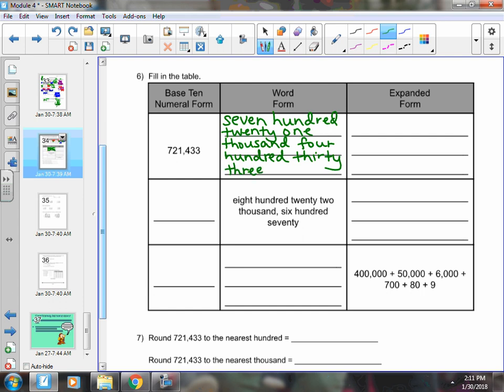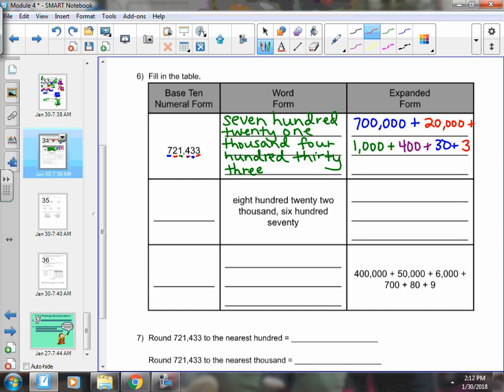An expanded form is the value of each digit, which is really the number followed by all zeros. That's the value of each. A 7 in the 100,000s place is worth 700,000. A 2 in the 10,000s place is worth 20,000. A 1 in the thousands place is worth 1,000. A 4 in the hundreds place is worth 400. A 3 in the tens place is worth 30. And a 3 in the ones place is worth 3.